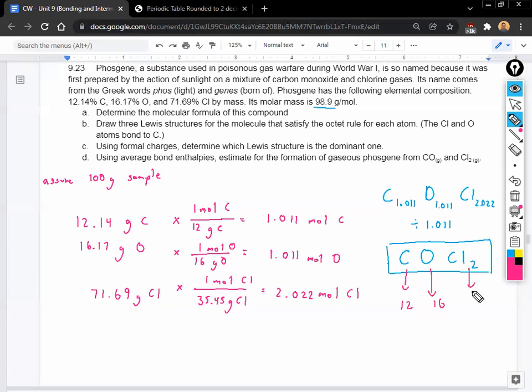So the molar mass of carbon is 12, oxygen is 16, chlorine is 35.45. So if we have 2 of them, that's going to be 70.9. Okay, so if we add this up, we're going to get 98.9 grams per mole. So that means the empirical formula is the same as the molecular formula. Okay, so this is going to be the formula of phosgene, this toxic compound.